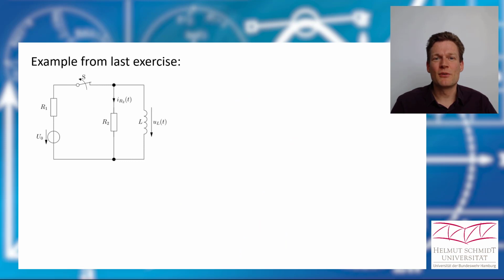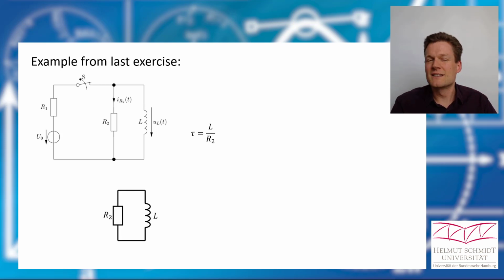Okay, last example from our exercise class. We had this circuit, we opened the switch, and this time we have an inductor in our circuit. And we found out that tau is L divided by R2. And now again, we analyze the circuit when the switch is flipped. This time when it's opened, we deactivate the source, and this is what is left from the circuit. And again, this time we have L divided by the resistor value.